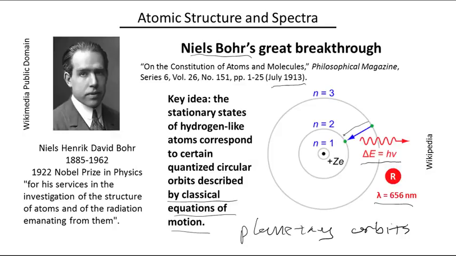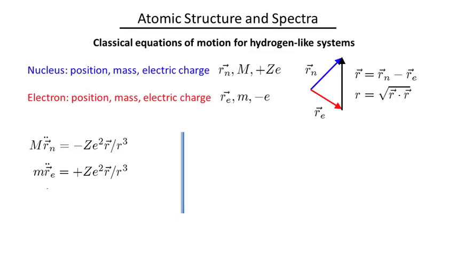Okay, so let's see what classical mechanics tells us about these hydrogen-like systems. We have a single nucleus with a position denoted by R sub n, the mass capital M, and a charge of plus Ze. Z is the atomic number, so it would be 1 for hydrogen, 2 for helium, 3 for lithium, and so on. And e is what we call the specific charge. That's the absolute value of the charge of the electron.